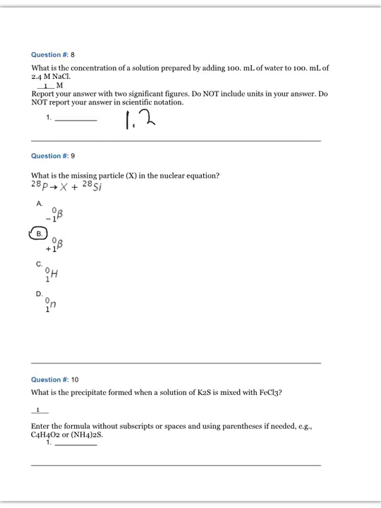Question number 10. What is the precipitate formed when a solution of K2S is mixed with FeCl3? Enter the formula without subscripts or spaces and use parentheses if needed. For example, C4H4O2 or (NH4)2S. The answer is Fe2S3.